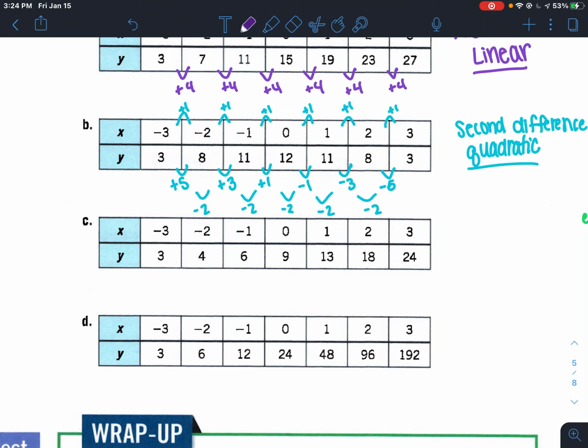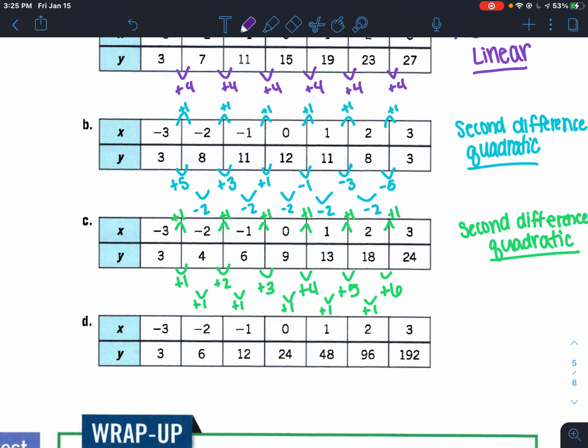Okay, let's try one more. I'm going to use a different color. X values, adding by 1 each time. Perfect. Y values, plus 1, plus 2, plus 3, plus 4, plus 5, plus 6. So it's not linear. Let's do it one more time. Second difference, plus 1, plus 1, plus 1, plus 1, plus 1. That makes this, in fact, quadratic. The second difference is the same.